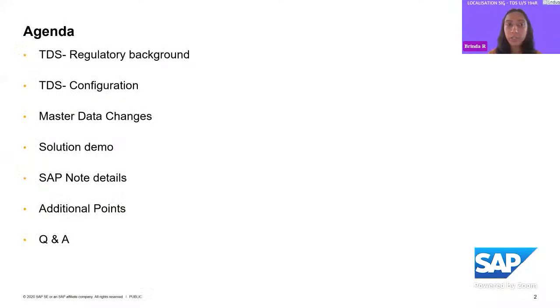So this is the agenda for today's session. Even though we all know the regulatory background, I would just like to reiterate the same so that we all are on the same page. Then we'll walk you through the configuration that is required for enabling this TDS under section 194R, the master data changes that you will have to do, and a brief solution demo on how this entire process works. We'll give you details on the SAP note that is being released for the same, and a few additional points or the key points on this solution. And then we'll wind up by opening the session for Q&A.